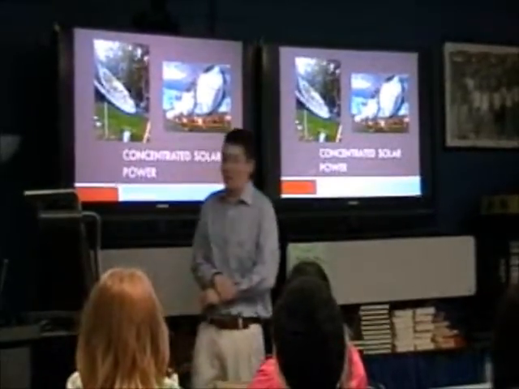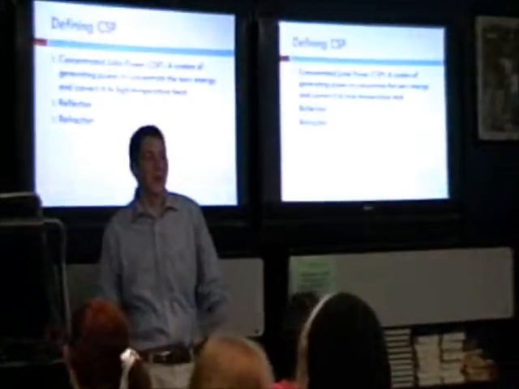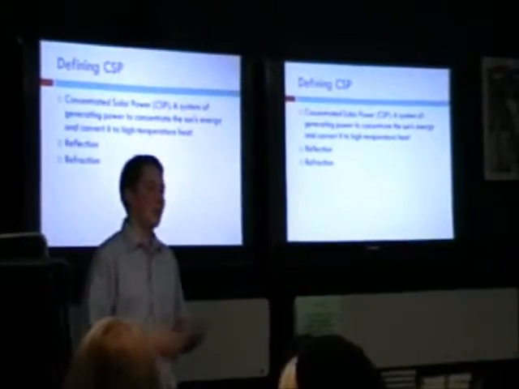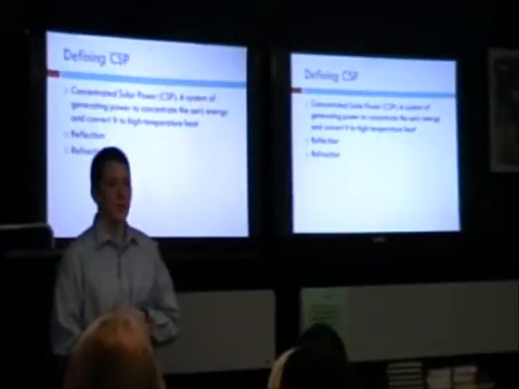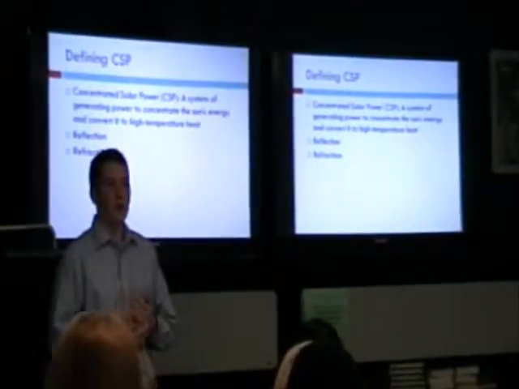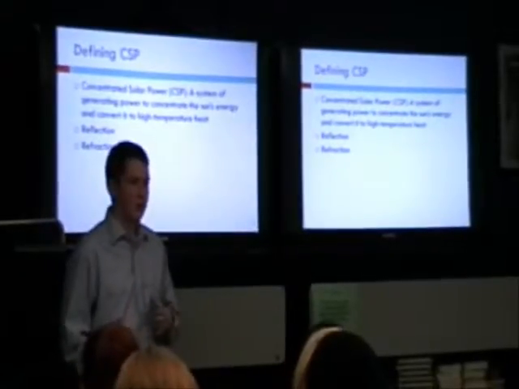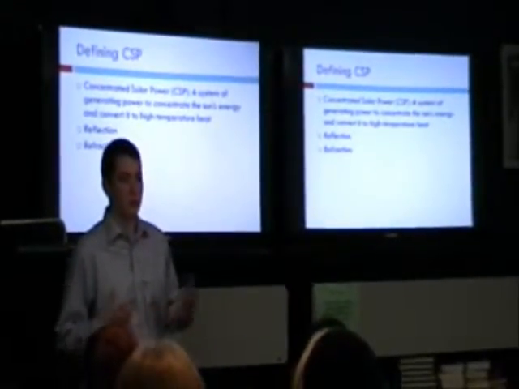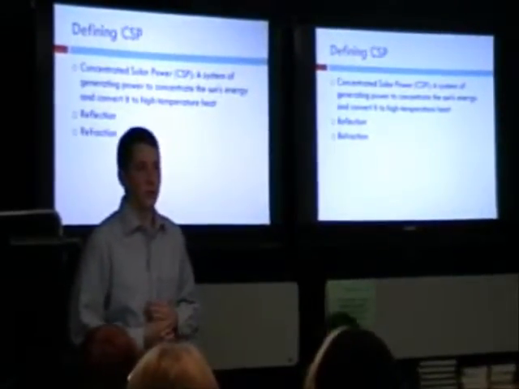Okay, well, I'm David, and this is my presentation on concentrated solar power. And just if you don't remember from my project last year, or you weren't here for it, in a general definition, concentrated solar power is a system of generating power by concentrating the sun's energy and converting it to high temperature heat. This is done through two different means, the number one being reflection, which is what I looked most into, using mirrors to accomplish this, or refraction, using a transparent lens.